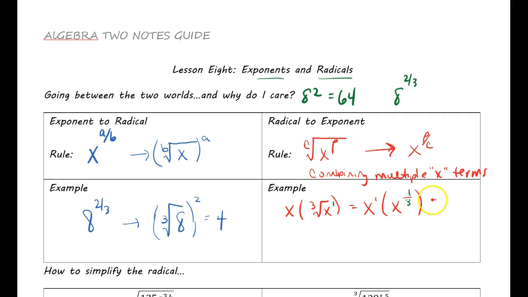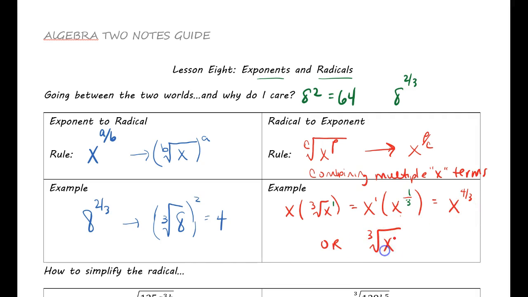What did we do last week? If you have the same base and they're being multiplied, what do you do with their exponents? You add their exponents. So this becomes x to the 1 1/3, or 4/3.